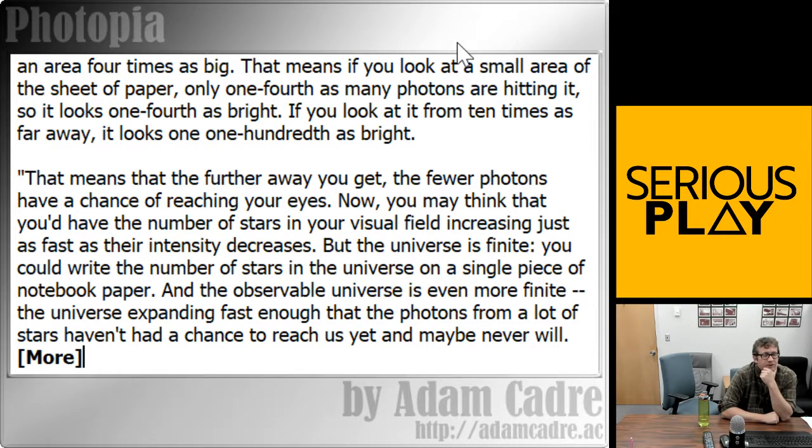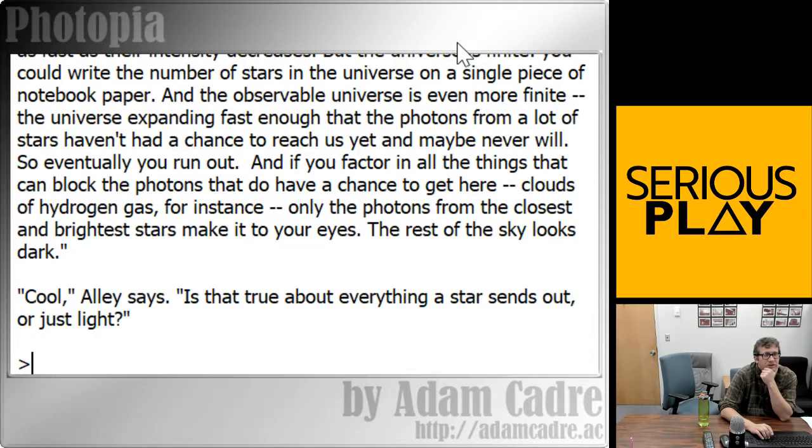That means the further away that you get, the fewer photons have a chance of reaching your eyes. Now you may think that you'd have a number of stars in your visual field increasing just as fast as their intensity decreases, but the universe is finite. You could write the number of stars in the universe on a single piece of notebook paper. And the observable universe is even more finite, the universe expanding fast enough that the photons from a lot of stars haven't had a chance to reach us yet and maybe never will. So eventually you run out, and if you factor in all the things that can block the photons that do have a chance to get here, clouds of hydrogen gas, for instance, only the photons from the closest and brightest stars make it to your eyes. The rest of the sky looks dark.